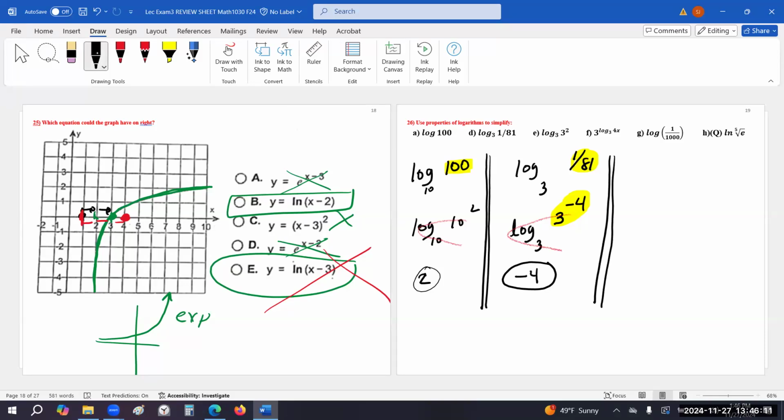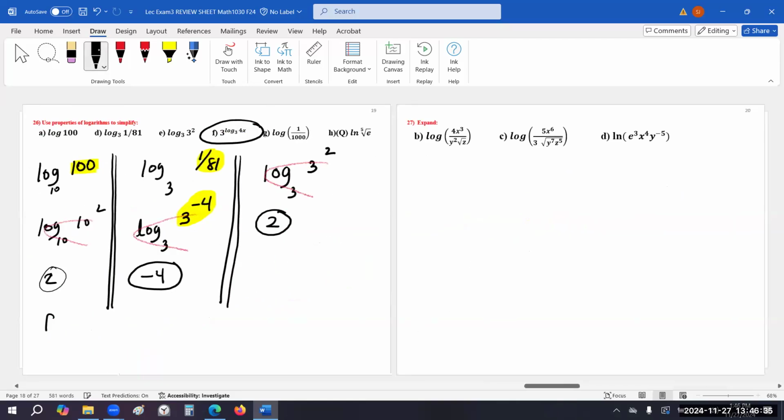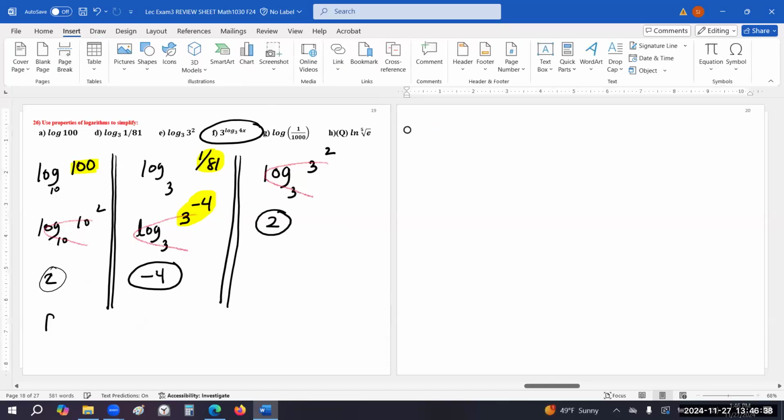You cancel them. The next one, log base 3 of 3 squared. They cancel out everything. What remains? 2. I feel like you should give like A and what does that say? E? No. All of these are easy. Look at F. Let me do F here.